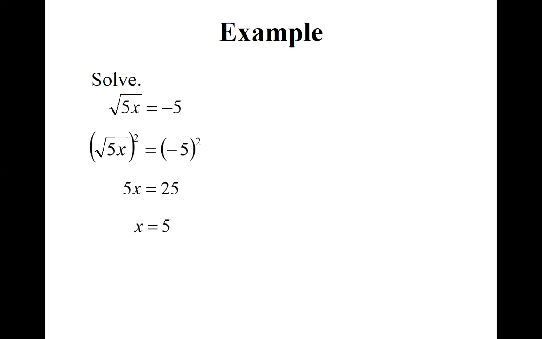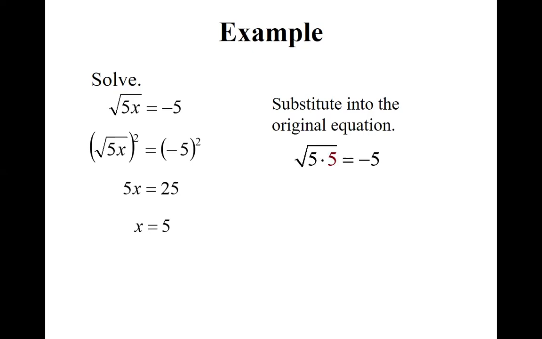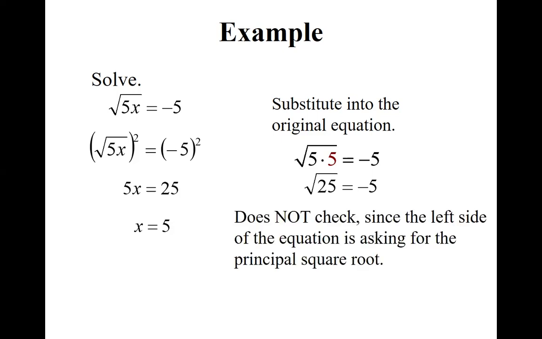When we substitute that back into the original equation, we get radical 5 times 5, or radical 25, equals negative 5. Remember, while it's true that negative 5 is a square root of 25, when we see the radical, that's the positive square root only. So this would say 5 equals negative 5, which is false. So the solution is the empty set. There is no solution.